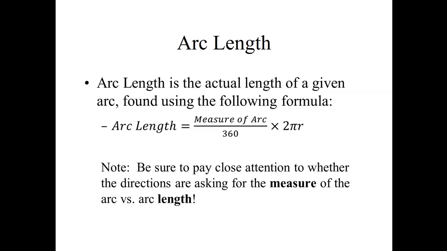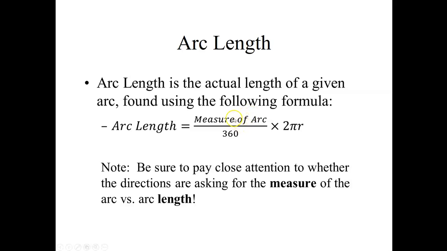The last thing we talked about in this section was arc length. We just finished talking about the measure of an arc being whatever the measure of the angle is, in degrees. Now we're looking at arc length, as if you took a piece of string, laid it on the arc and measured it. So this isn't the same thing as the measure of the arc. This is going to be an actual length, not a degree measure.